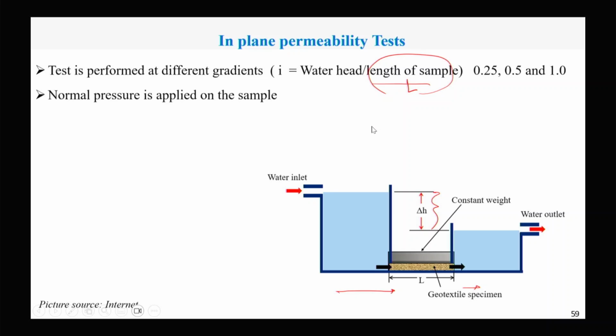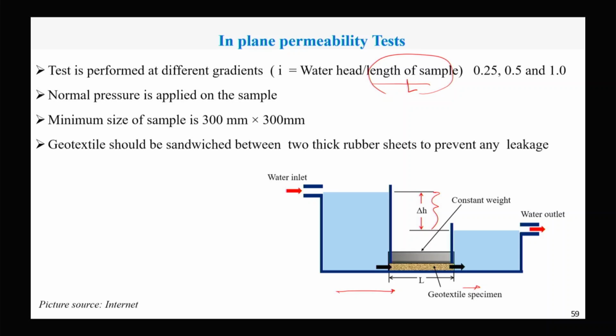Typically we keep the gradient ratio at 0.25, 0.5 and 1. We perform the test with normal pressure applied. The minimum size of the specimen is 300 millimeter by 300 millimeter. The geotextile should be sandwiched between two thick rubber sheets to prevent any leakage, to ensure that liquid flows through only the in plane direction. This is a constant head test.